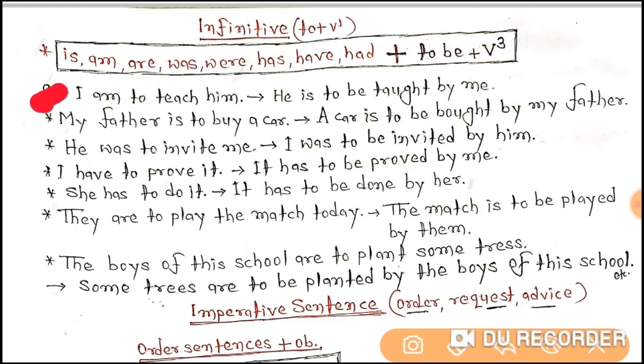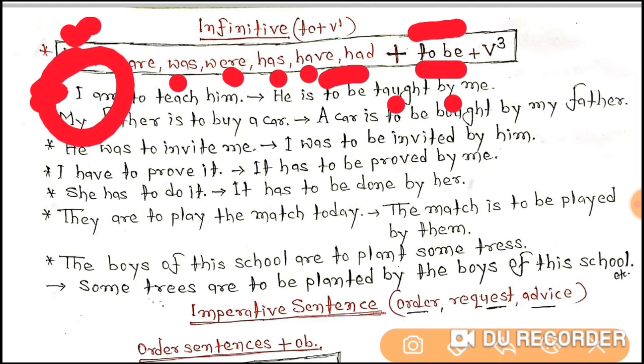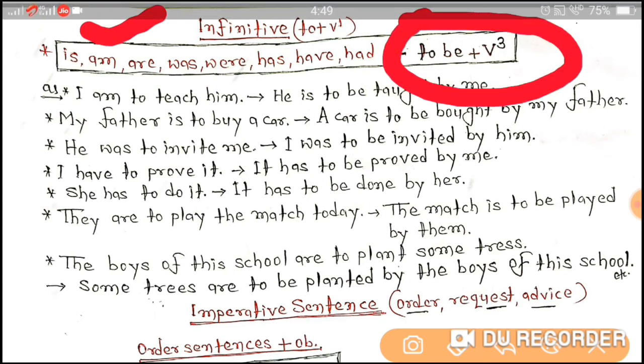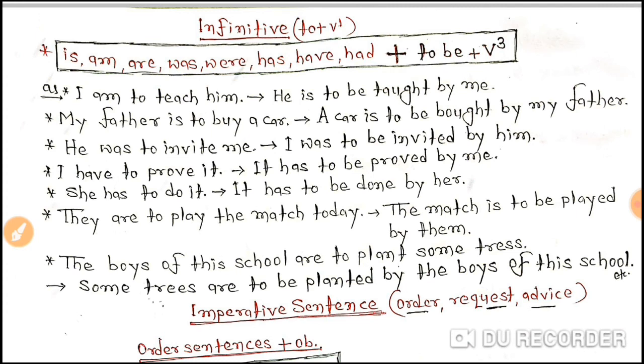So the first example is: I am to teach him. So teach whom? So him. So him will become the subject. So I have done here he, and with he you have to use what? Is. So I have done here is, and then after is I have done here to be. So he is to be, and V3 is taught, and then by, and then I has become what? Me. So the same thing, same 5 steps you have to follow here. But remember, with helping verbs and infinitive, you have to use to, be, and V3. Remember this. Clear, students? Now let's understand the next example.